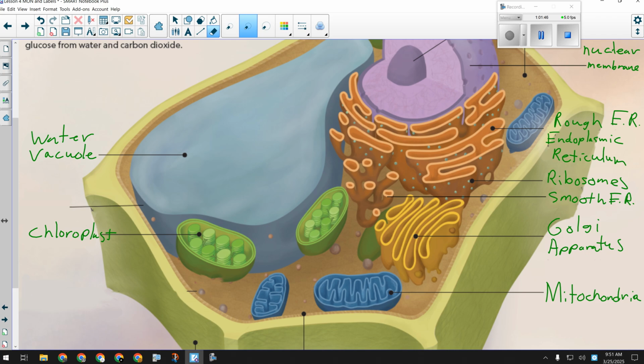Now, last thing. The water vacuole actually needs a special membrane to hold the water in it. That special membrane is labeled right here, and it is called a tonoplast. T-O-N-O-P-L-A-S-T, tonoplast.